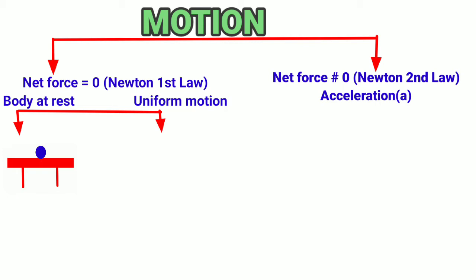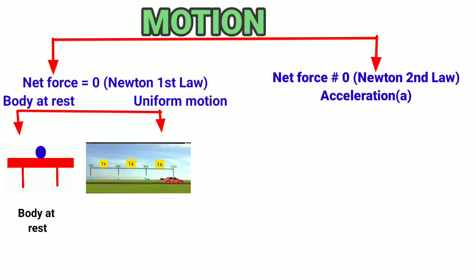Let us see the first one. When is the body at rest? In spite of all the forces acting on a body, if its net force remains 0, then the body is at rest. When net force is equal to 0, the body can also be in uniform motion.